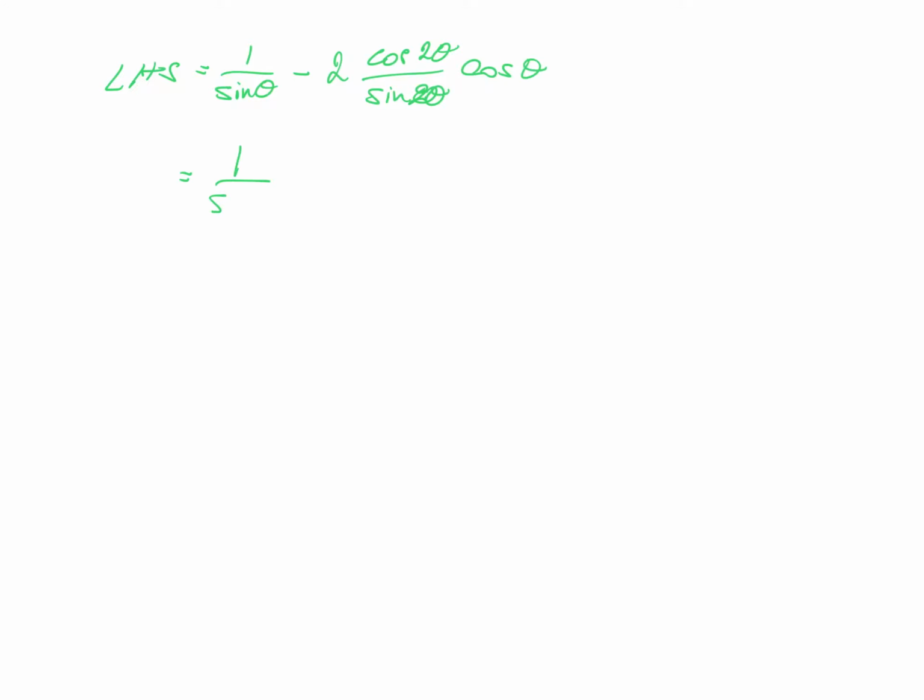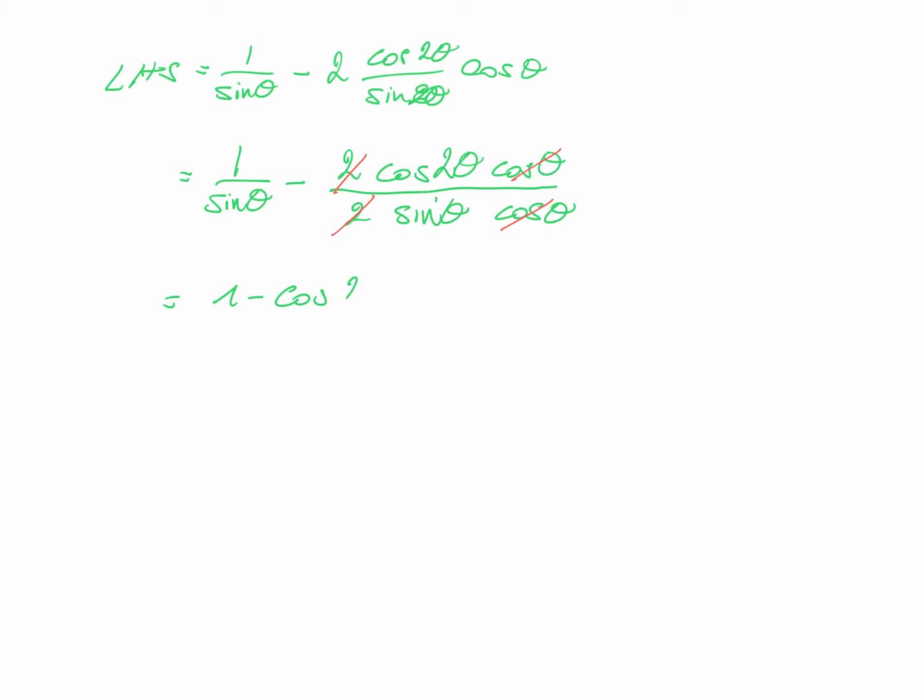This is equal to 1 divided by sine of theta minus 2 times cosine 2 theta. So don't be too hasty in changing formulas. So here we will for now leave cosine 2 theta as it is, times cosine theta. But we will change the sine of 2 theta, which is 2 times sine theta cosine theta. Why? Because we can delete the factor 2 and we can delete the cosine. So it is 1 divided by sine theta minus cosine 2 theta divided by sine theta. So it's 1 minus cosine 2 theta divided by sine theta.